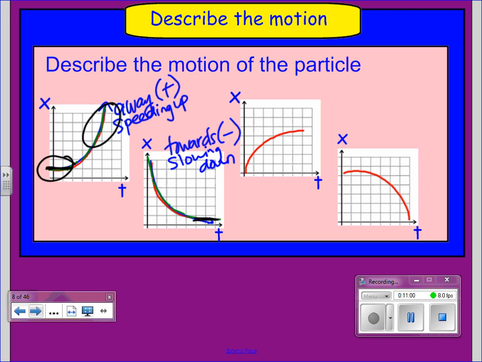All right, let's look at the third example. Which direction is it going? Away from the origin or towards the origin? We can see very clearly that it is moving up, which means it's moving away from the origin or in the positive direction. Speeding up or slowing down? Well, the object is flattening out towards the end, or in other words, the slope is getting less steep as time goes on, and therefore the object must be slowing down.